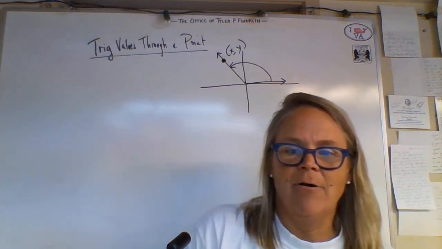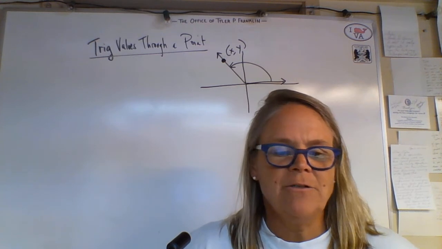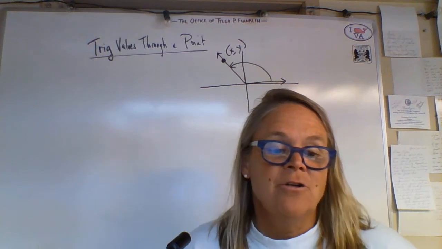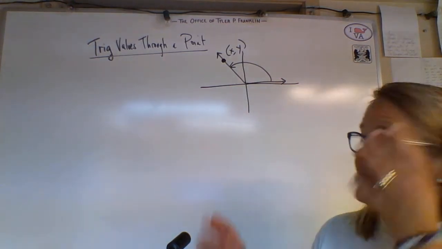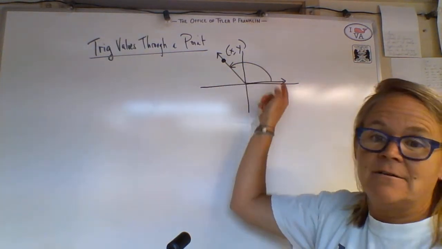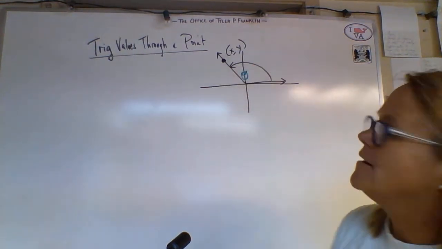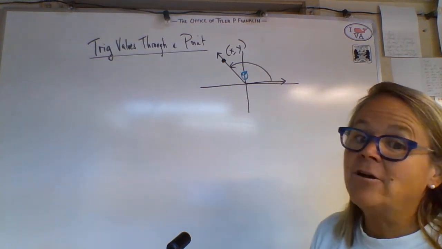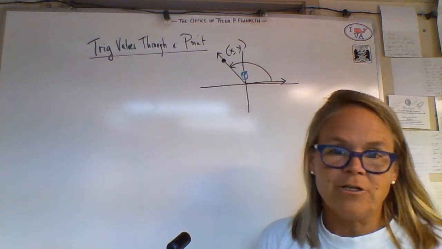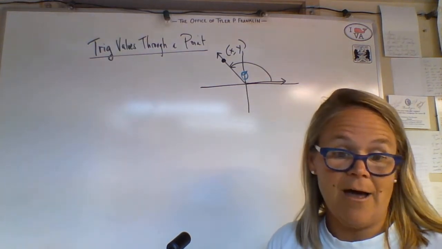Today we are going to talk about trig values through a point. So we've talked about angles of rotation and reference angles. We have an angle that started in standard position and rotates as a positive angle. Here's my angle theta, and it could terminate in any quadrant, but let's just say for this sake it's in quadrant two. And there's a point on that terminal side.